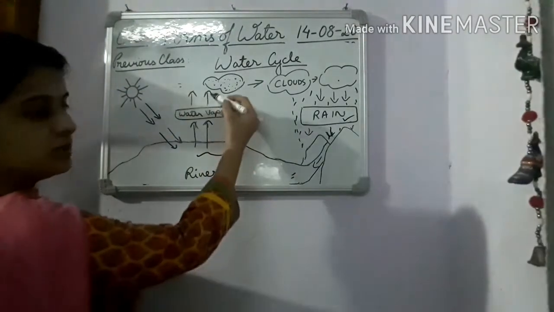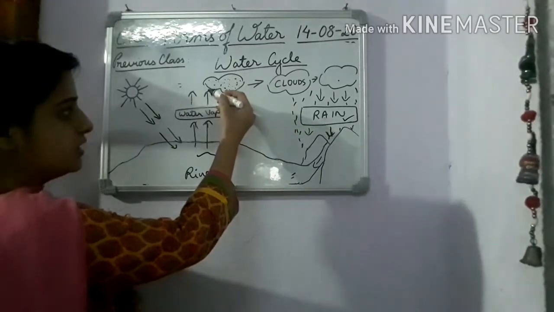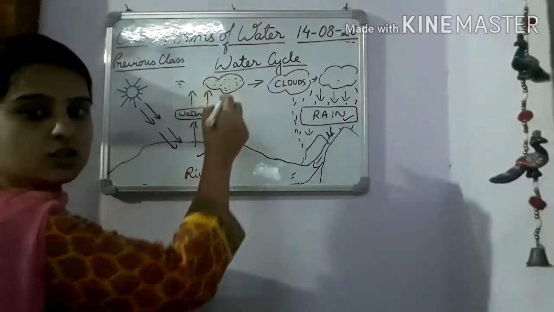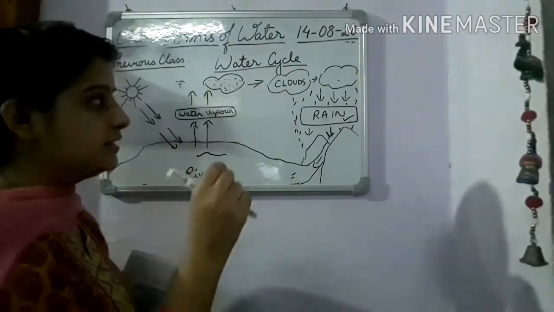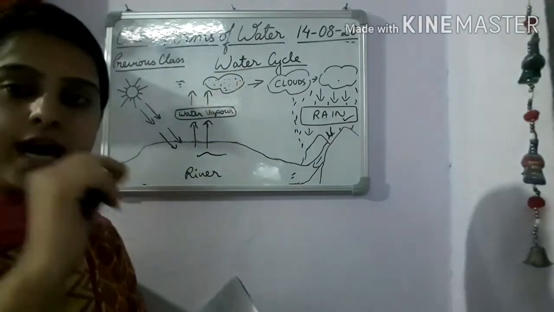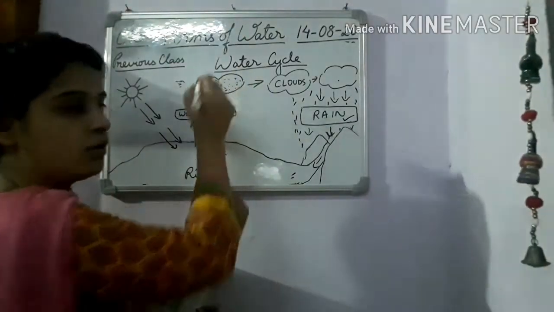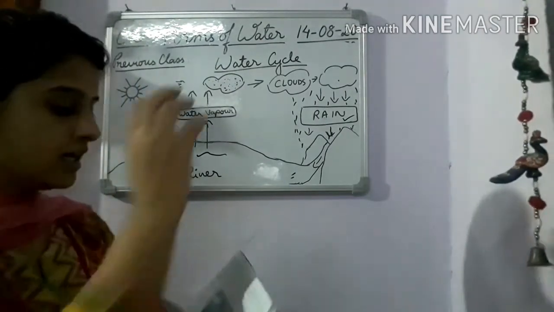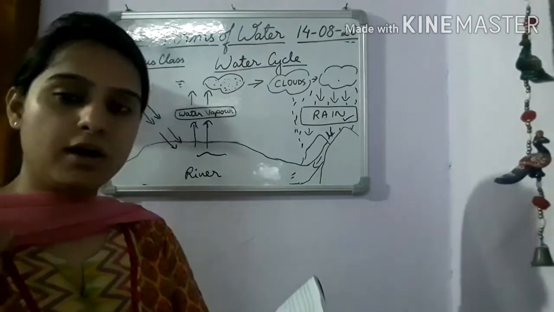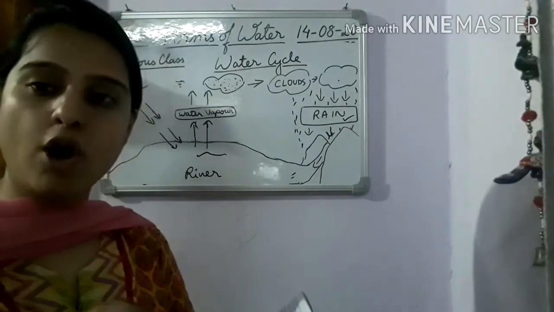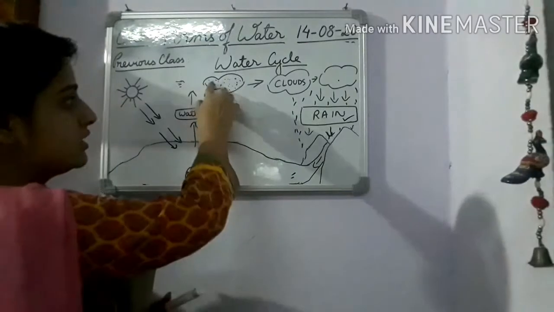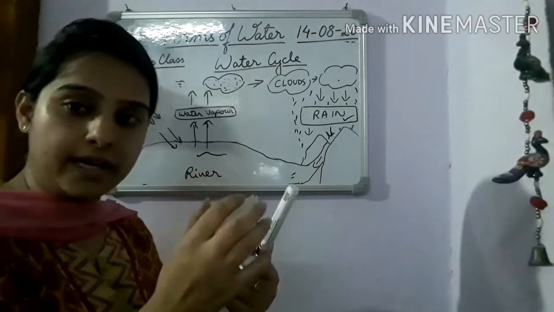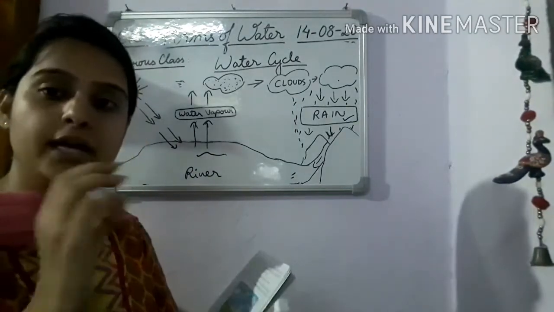You can see this arrow. Then water vapor moves upwards. Then when it meets with the cold air, children, it turns into small droplets. Then these small droplets with other things form clouds, okay, in the sky. So inside the clouds, children, the water droplets combine to form big drops.